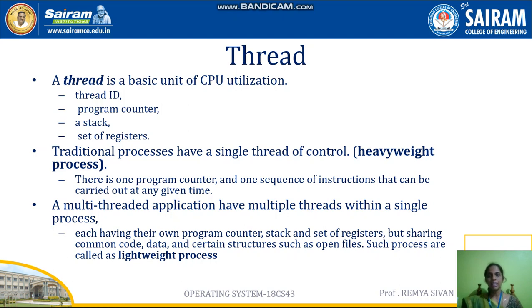There is a single-threaded process and a multi-threaded process. A single-threaded traditional process has a single thread of control. It is also known as a heavyweight process. Multi-threaded applications have multiple threads within a single process. That is also known as a lightweight process. So a multi-threaded process is also known as a lightweight process, and a single-threaded process is also known as a heavyweight process.